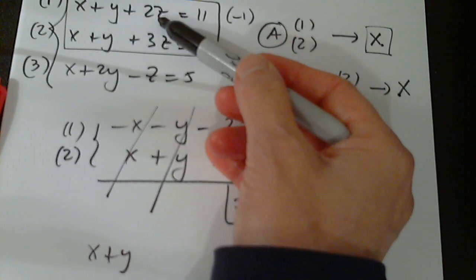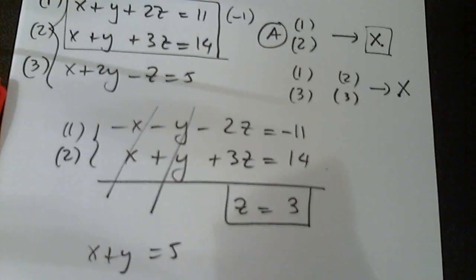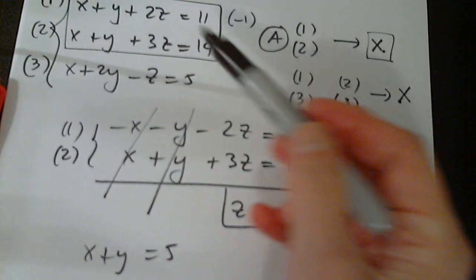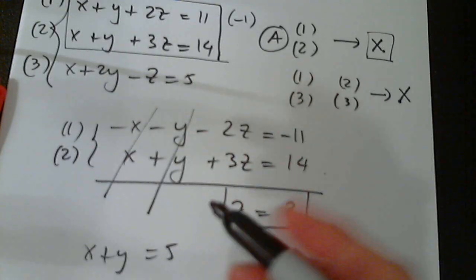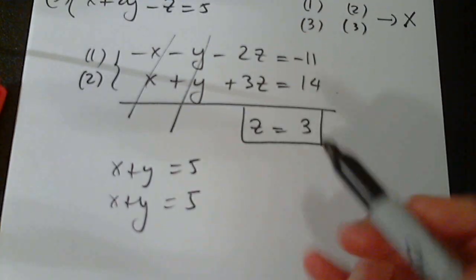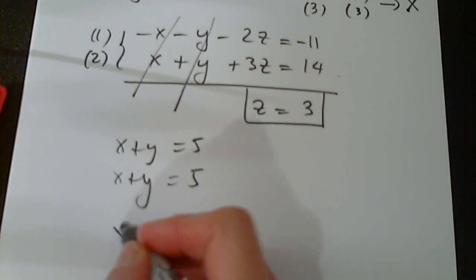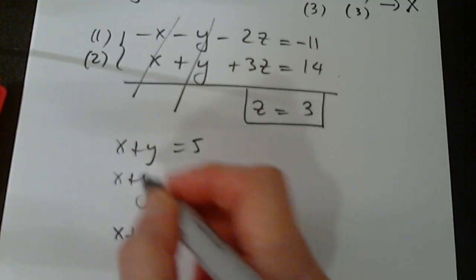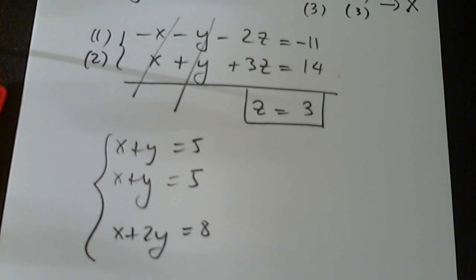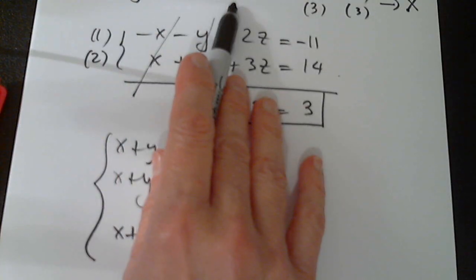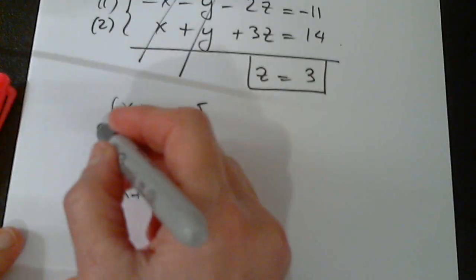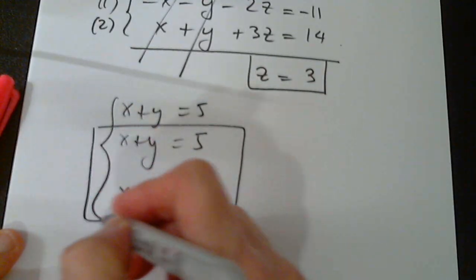So let's go back with 3, and I have x plus y. 3 times 2 is 6. When I move it to the other side, I get 5. And here I have x plus y. 3 times 3 is 9. When I move it to the other side, of course, I get 5. And now I have to go back to the last one, and I have x plus 2y, and this is negative 3. When I move it to the other side, I get 8. Okay, now, perfect. Let's say I choose these two.